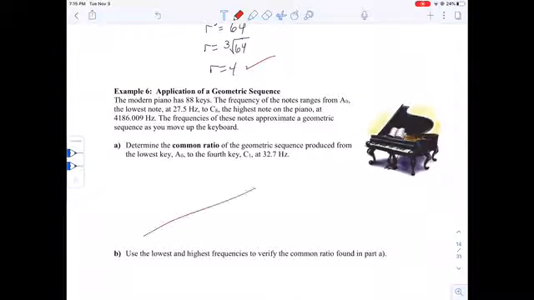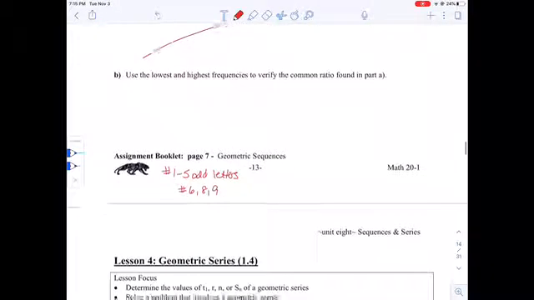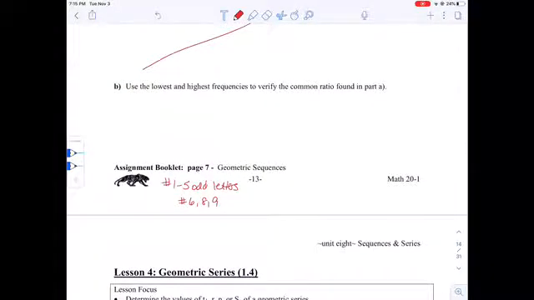Okay, we'll save this question for the classroom or for tomorrow's lesson. If I look at the assignment, I would recommend that you did questions 1 to 5, the odd letters, and numbers 6, 8, and 9.